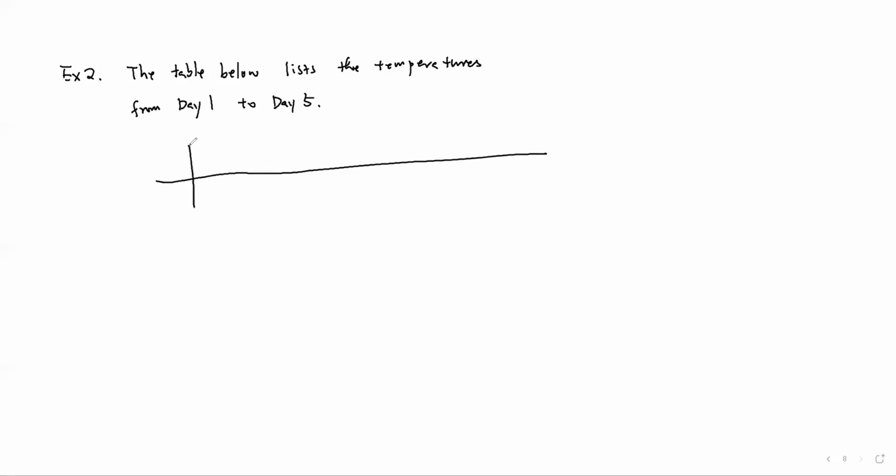Example 2. It is about whether the table below lists the temperatures from day 1 to day 5. The table here: day, temperature.